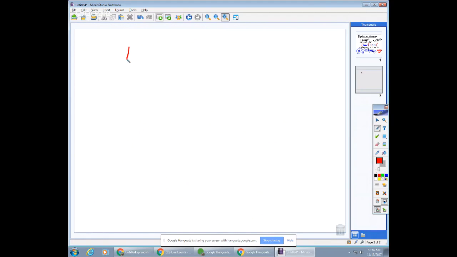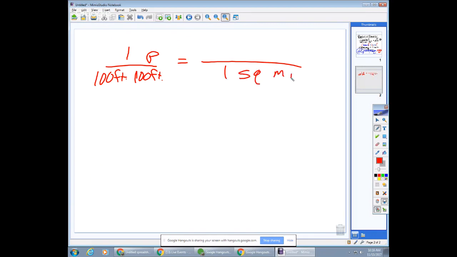If we start off with one person in every 100 foot by 100 foot square, then inside 1 square mile there's going to be about 2,788 people if we round to the next whole person. Those two numbers mean exactly the same thing.